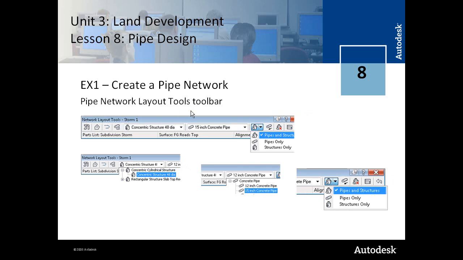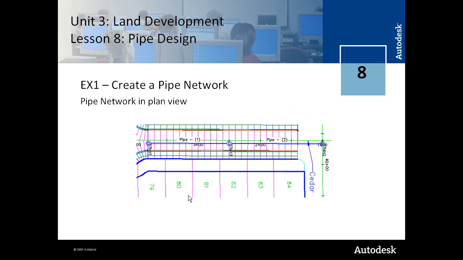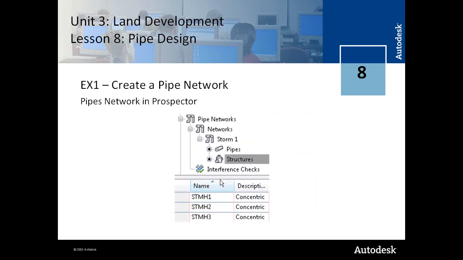And using the Pipe Network Layout Tools toolbar, you have a number of commands that allow you to choose pipes and structures to create your pipe networks. And you essentially lay out the pipe network in Plan View. And your pipe network appears in Prospector. There's your pipe network, and then it's categorized into your pipes and then into your individual structures.